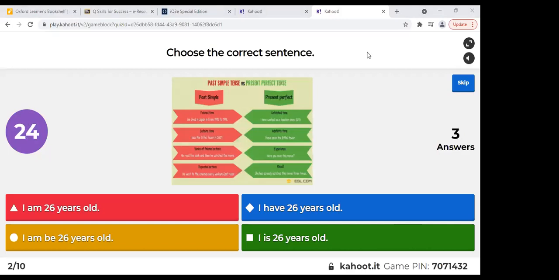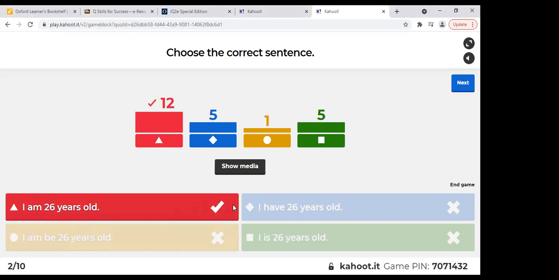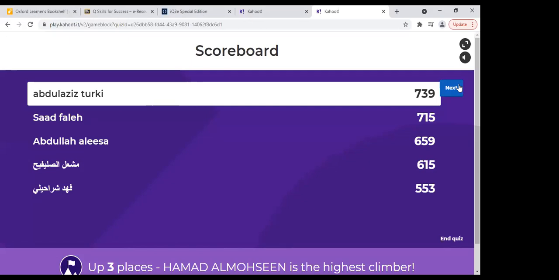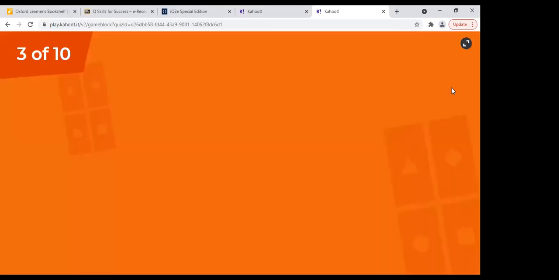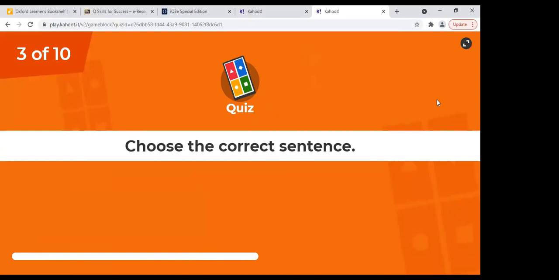Okay, choose the correct sentence. Doctor, which one is correct? I can't see the question. On my screen, can you see the questions? I didn't answer. I don't know what the question is. Okay, no worries. Look at the next one. The question in the exam might be similar to this, something similar to this.